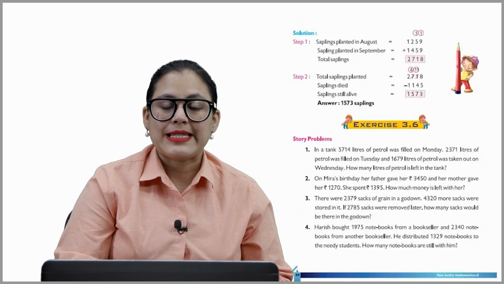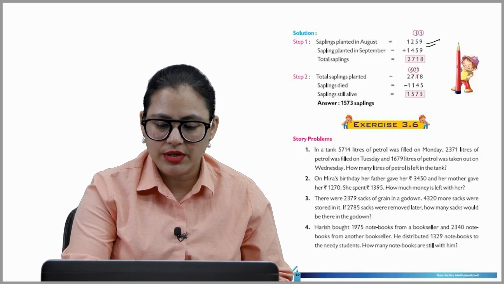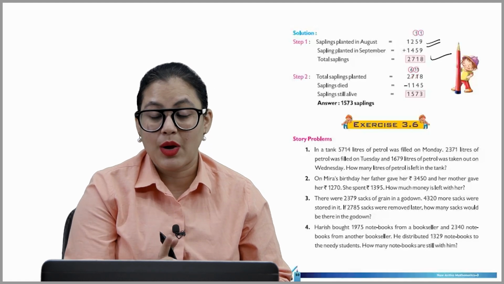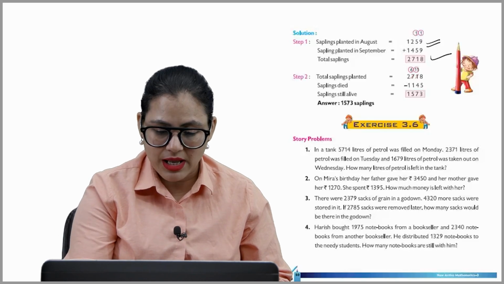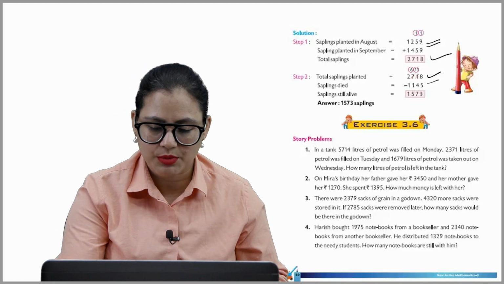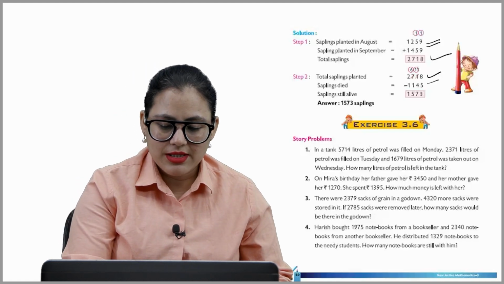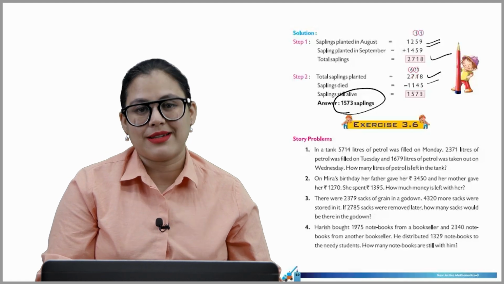Solution. Step 1. Saplings planted in August and saplings planted in September, total saplings. This is step 1. Now it's time to move on to step 2. Total saplings planted, saplings died and saplings still alive. We will subtract these two numbers. So this is the answer. That means 1,573 saplings are still alive.